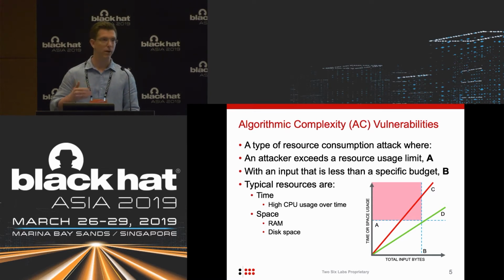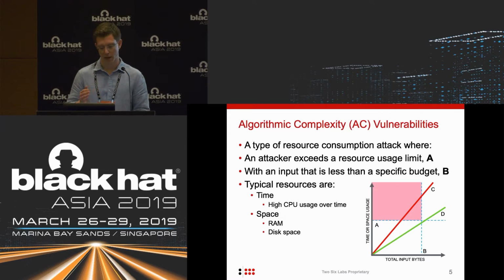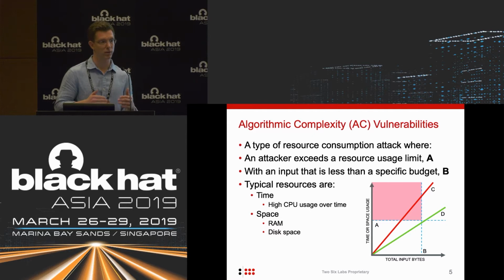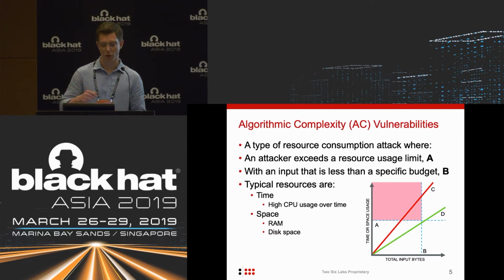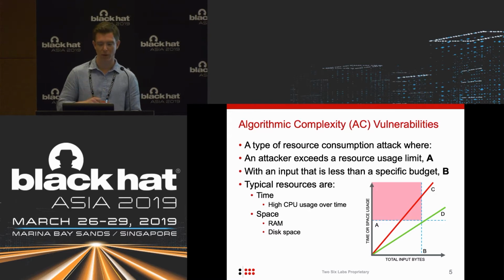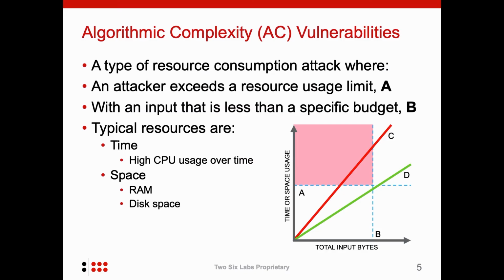We'd like to identify this shaded area and say that a program is vulnerable to an algorithmic complexity attack if you feed it less than b bytes of data and it uses at least a amount of resources. In this example, there are two programs whose asymptotic runtime complexity are both linear. One's labeled C, one is labeled D. For C, there is some collection of bytes less than B in size where it will get into this shaded area, and for D, there isn't. So C is vulnerable, D is not.